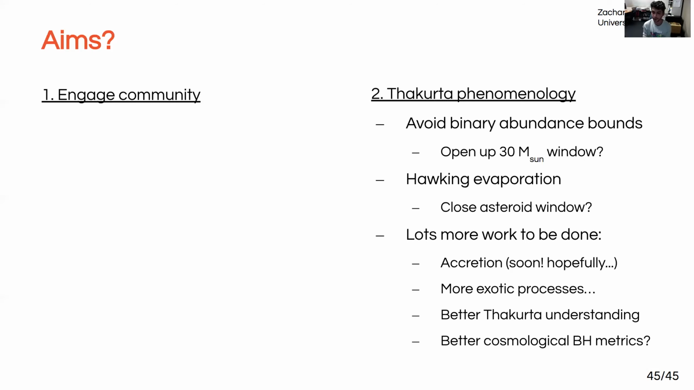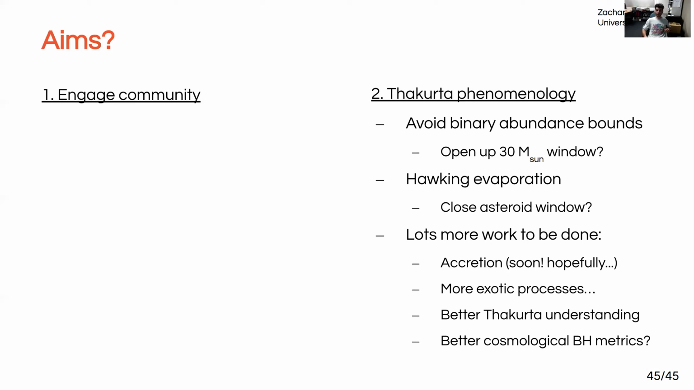So the accretion constraints, there's heaps of early universe ones to look at, which we're currently working on. There are lots more exotic processes which we've thought of, but I'll hold close to my chest for now. And of course, we want a better understanding of the Thakurta metric itself. What does the multi-black hole solution look like? How do we properly interpolate? What's the interpretation of these mass terms, etc.?